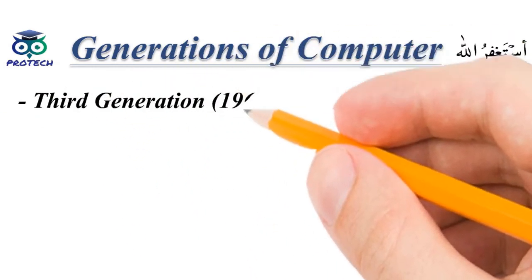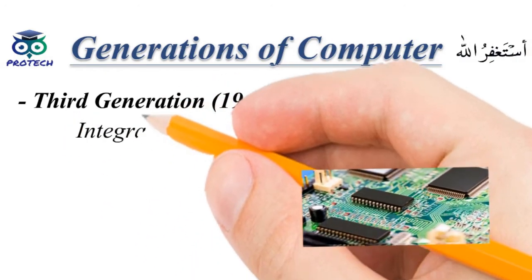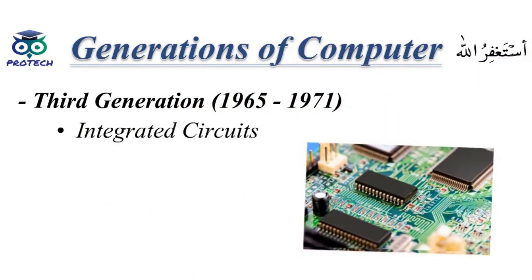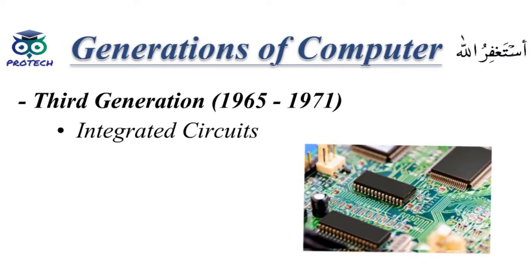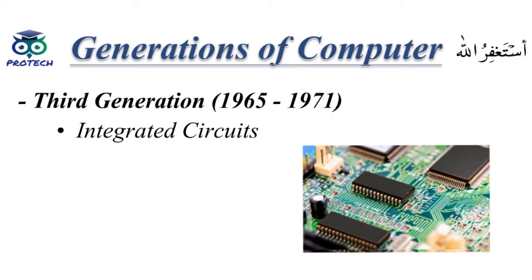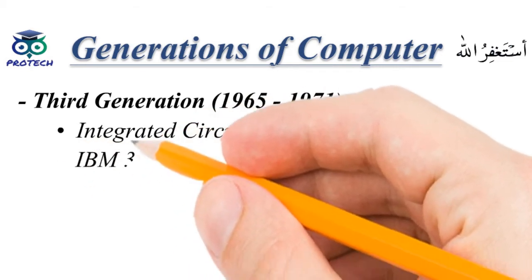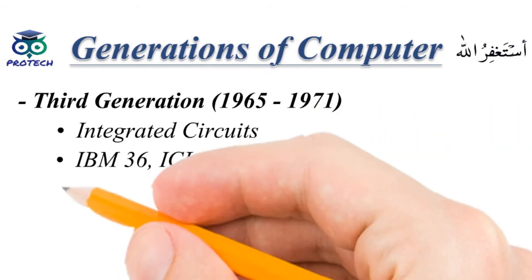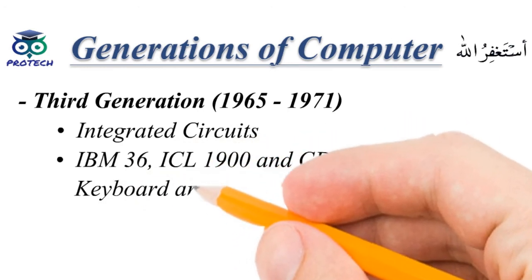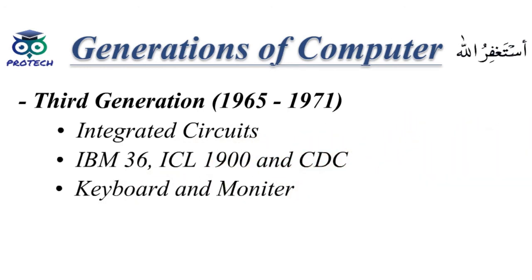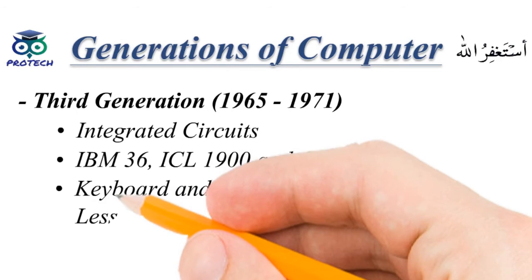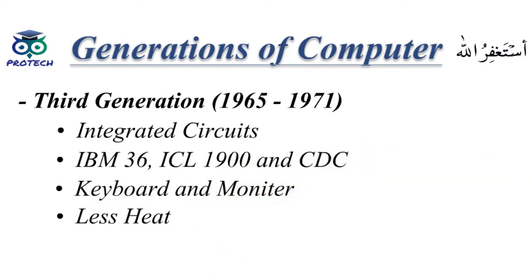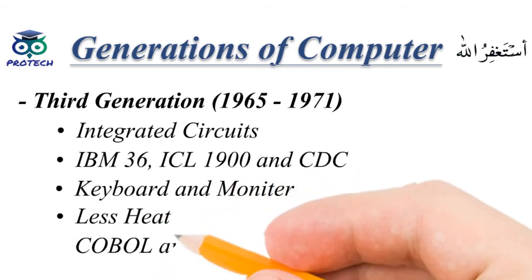The next one is the third generation. The transistors were replaced with the integrated circuit. Let me tell you about integrated circuits. It is a semiconductor chip and it makes computers more powerful, fast and efficient. IBM 360, ICL 1900 and CDC are examples of third generation computers. The most interesting thing to know is that the computer users interacted with a keyboard and monitor. These computers generated less heat and were smaller, more reliable and cheaper than the second generation computers. High level languages such as COBOL and Fortran were used.